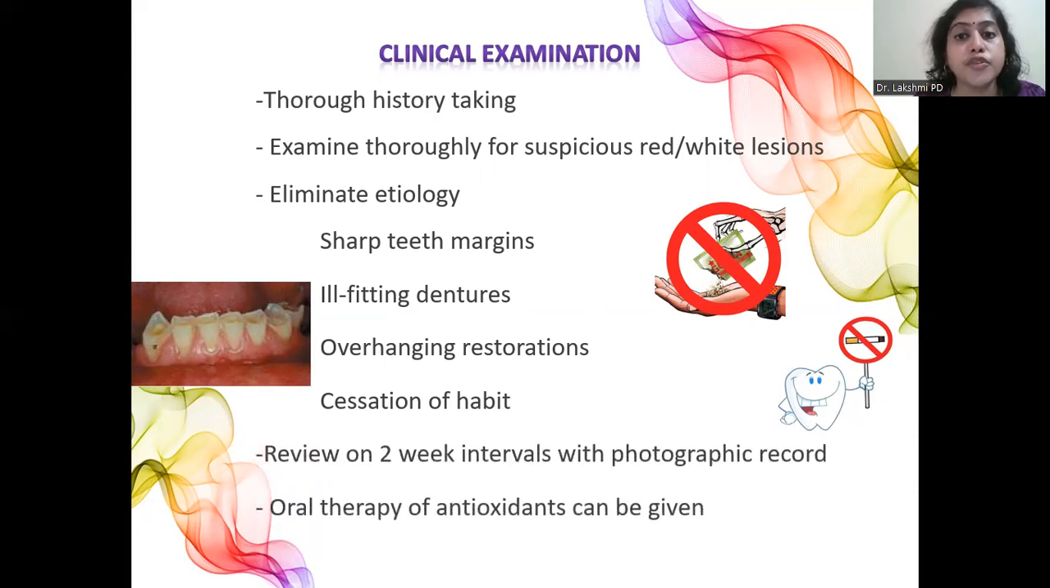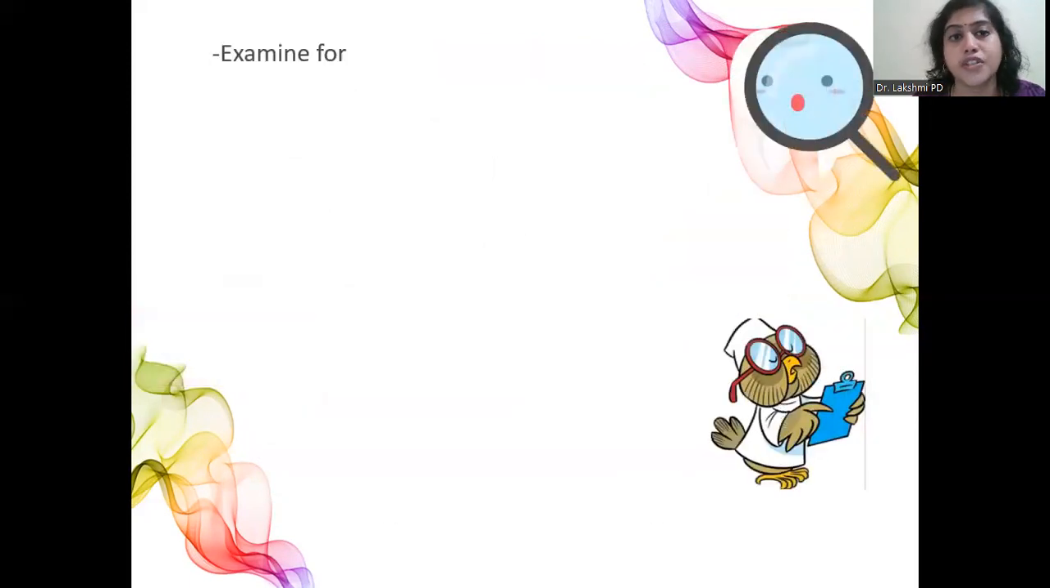Also, if you see any suspicious red or white lesions in the patient's mouth, always kindly take a photograph and review the patient after 2 weeks, provided you have put the patient on an oral therapy of antioxidants, and see if the lesion is progressing or not. Depending upon that, you can decide whether to go in for further investigation or not.